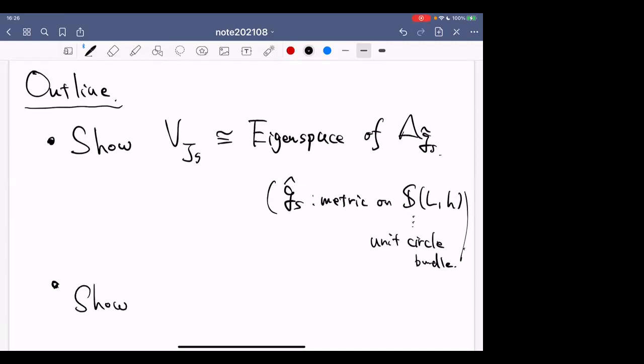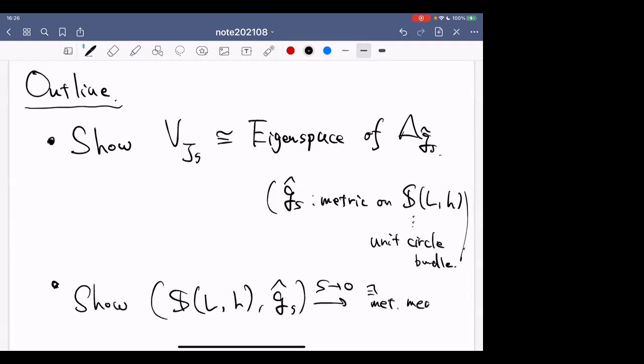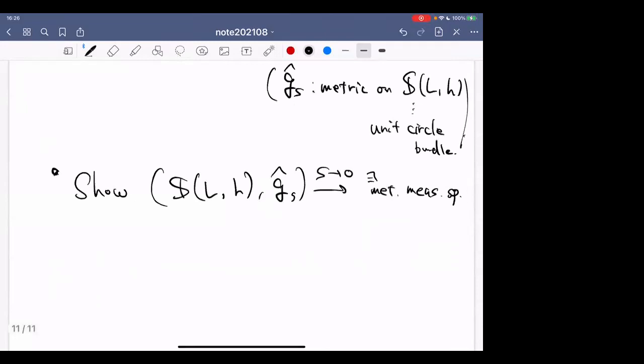So the pair of this unit circle bundle and the Riemannian metric G hat S converges, as s goes to 0, to some metric measure space. Then if the convergence of Riemannian manifolds is given, then the convergence of the Laplace operator also holds by the spectral convergence result by Fukaya or Cheeger-Colding.